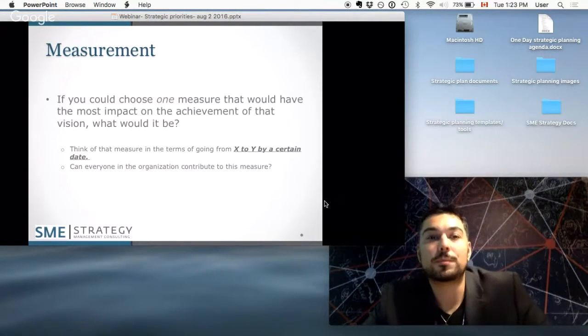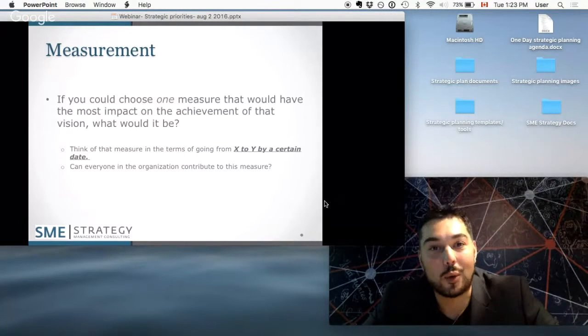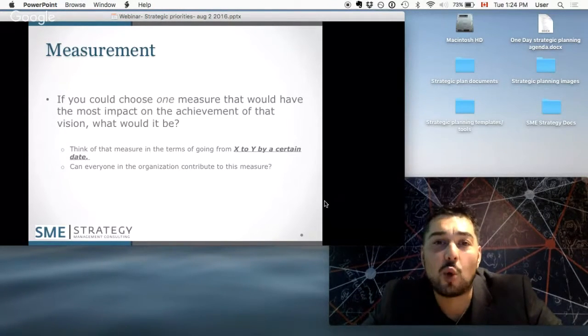So let me take a step back. Why is measurement important? Everybody knows that what gets measured gets managed. But why is it important for you? Because it acts as a scoreboard. It acts as a scoreboard for you. It acts as a scoreboard for your entire organization. And it really lets you know when you're actually successful.